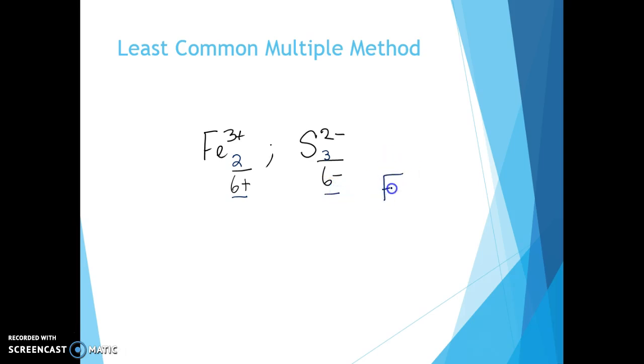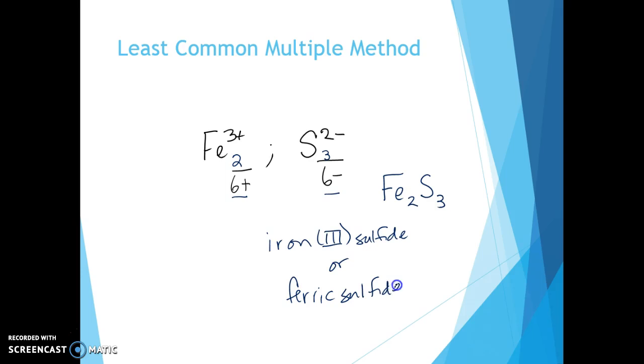And again, same answer we got before, Fe2S3. Exact same answer. And again, it would still be called iron(III) sulfide or ferric sulfide. Either one will work, okay? The iron(III), the 3 represents the charge on the iron. It doesn't represent the number of ions, it represents the charge on the iron, okay? So this method works again for every combination.